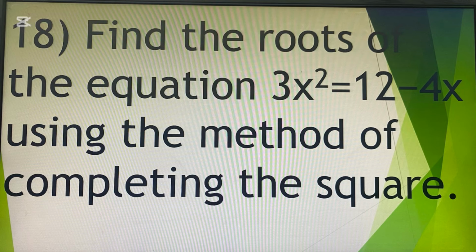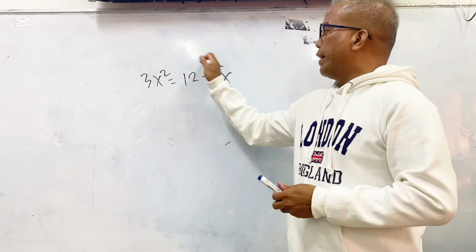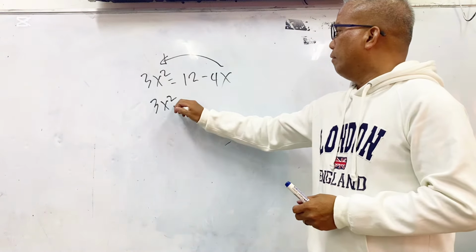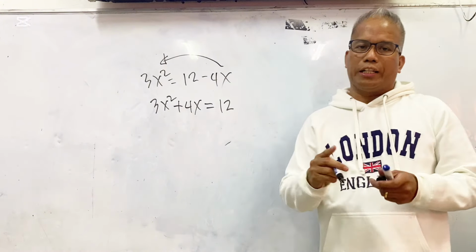Question number 18. Find the roots of the equation 3x squared equals 12 minus 4x using the method of completing the square. Again, the same as in question number 17. So we will apply completing the square here. All we have to do is bring negative 4x to the left side. So we have now 3x squared plus 4x is equal to 12. We will isolate now the constant term.